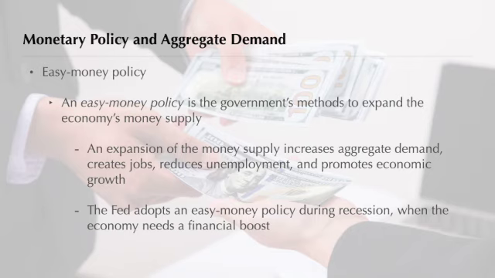An easy money policy is designed to expand the money supply, increase aggregate demand, create jobs, and thus reduce unemployment and promote economic growth. The Fed usually adopts an easy money policy during a recession because the economy needs a financial boost. By charging banks a lower interest rate to borrow money, the Fed makes more money available to those banks. When banks pay less in interest on loans from the Fed, they are able to lower the interest rates they charge their customers.